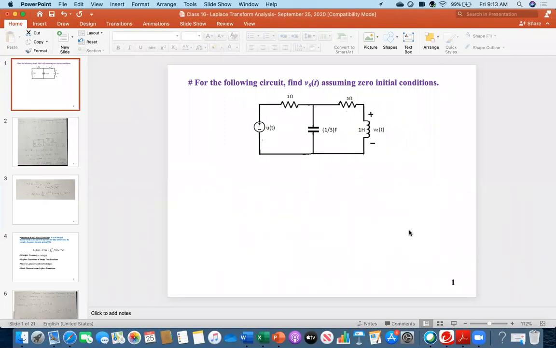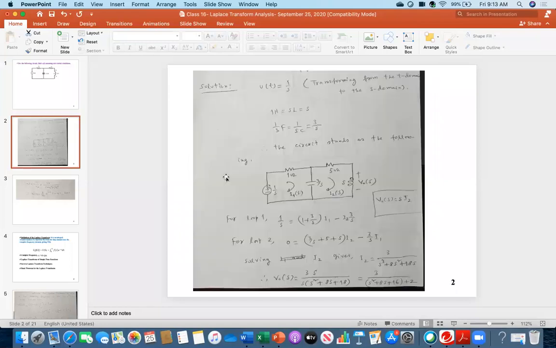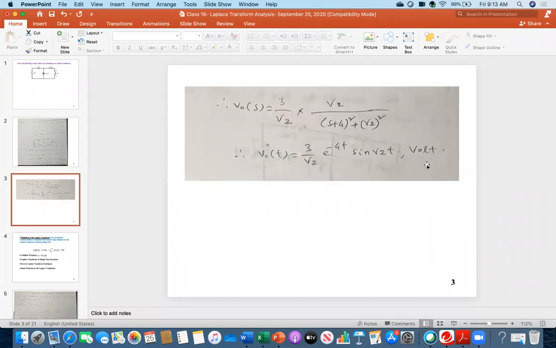Yes, sir. Okay. In the last class, we started talking about Laplace transform technique applications to circuit problems. And at the last moment, we were discussing this circuit, and then we ran out of time. Probably you remember I was showing you this solution, and also this was the result.